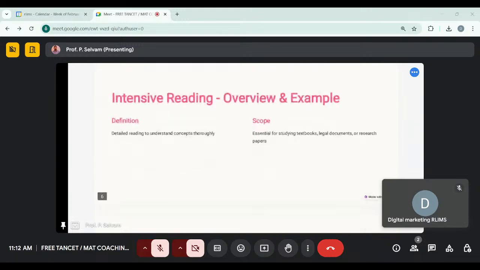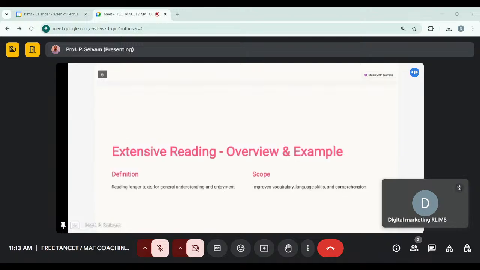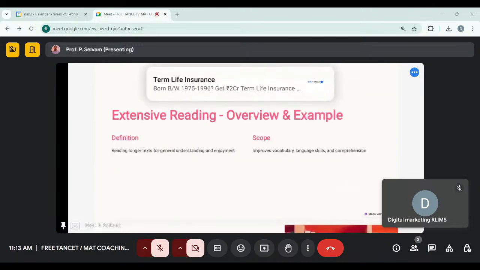And then we have intensive reading. As I have told you, it is a detailed one. In a detailed way, you will be reading. The purpose of the reading is to understand the concepts thoroughly. Some examples: studying textbooks, legal documents, and research papers. Then we have extensive reading, overview, and example.